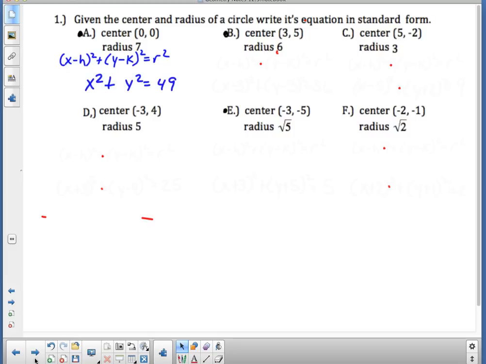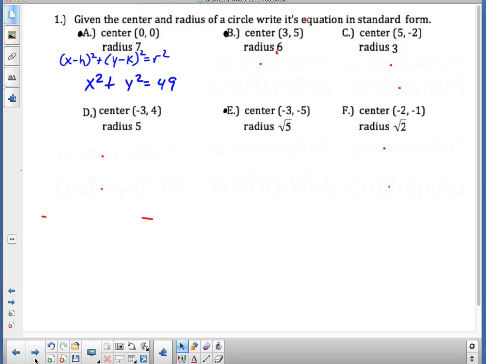So there we go. We got h and k plopped in, and students always ask, can I leave it at (x minus 0) quantity squared plus (y minus 0) quantity squared equals 49? And I go, no. You want x squared plus y squared equals 49, because with center (0, 0), x minus 0 is just x, and y minus 0 is just y, and that's what we're going to do.